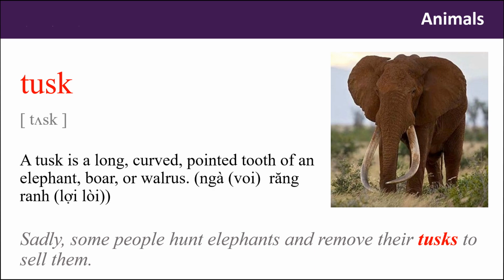Tusk. A tusk is a long, curved, pointed tooth of an elephant, boar, or walrus. Sadly, some people hunt elephants and remove their tusks to sell them.